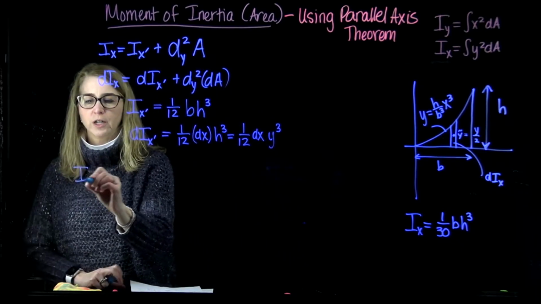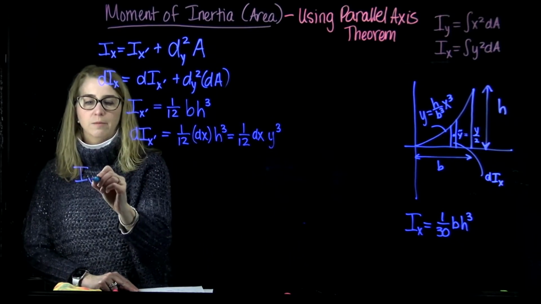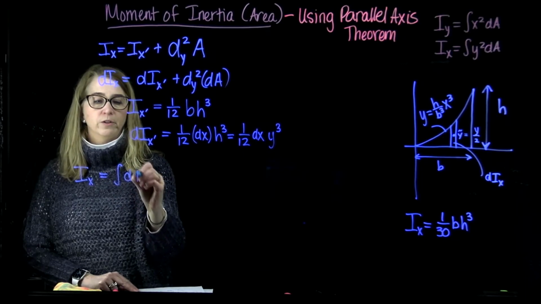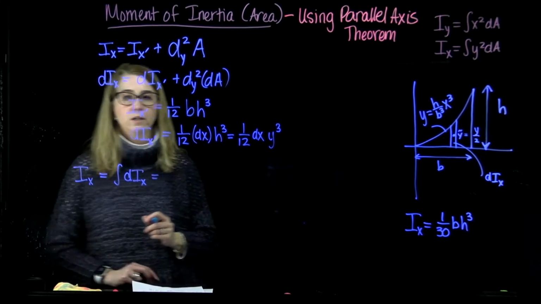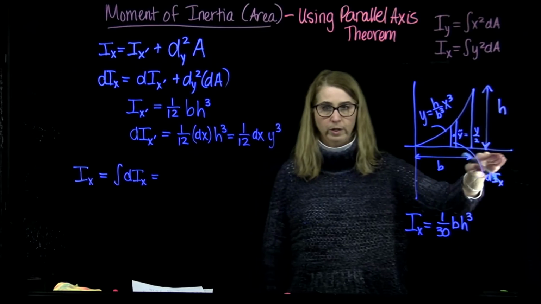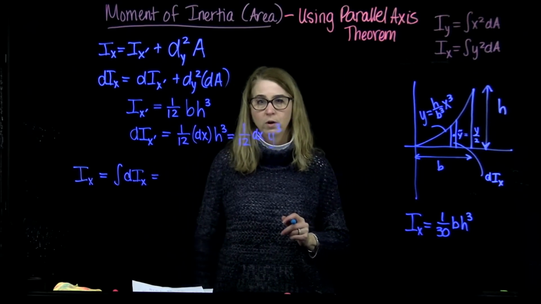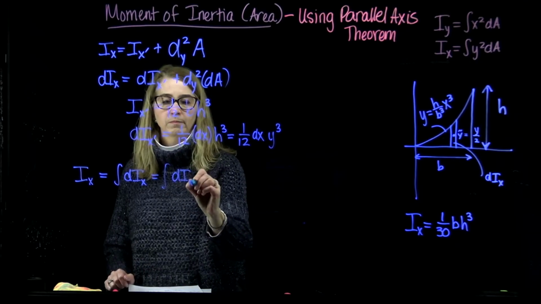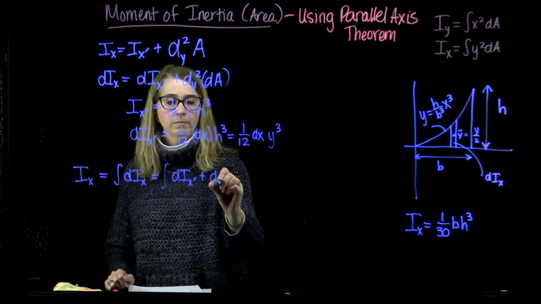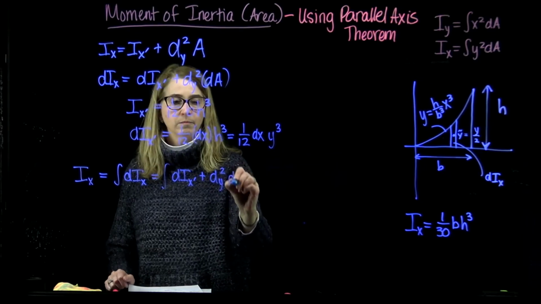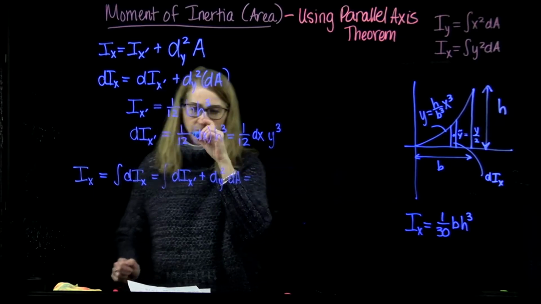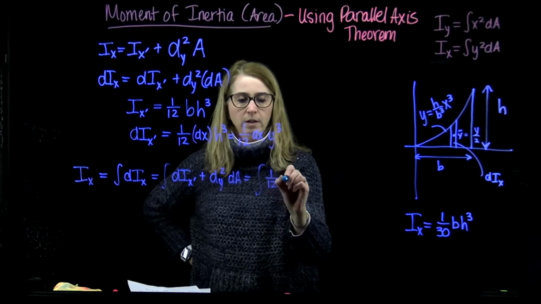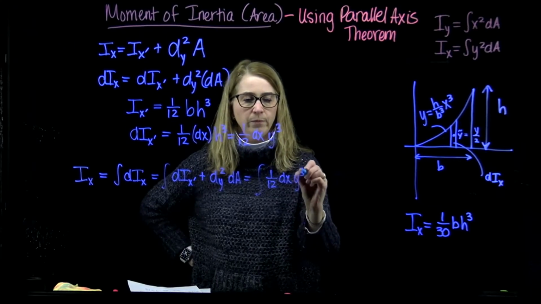The moment of inertia about the x-axis could be found by taking the moment of inertia of dIx, which is the one where the axis is where it is. But now let's substitute in this expression for the parallel axis theorem. And so we already know what the dIx prime is. That's 1/12 dx times y cubed.